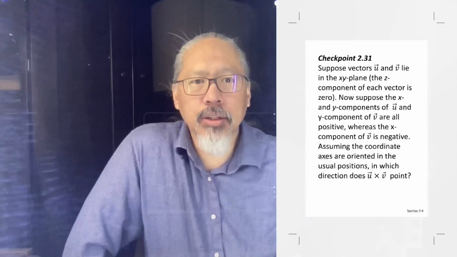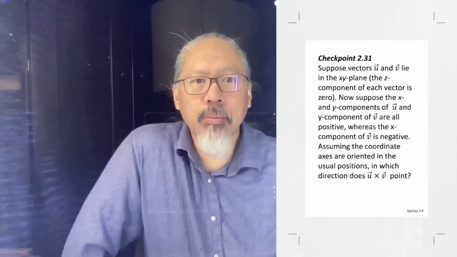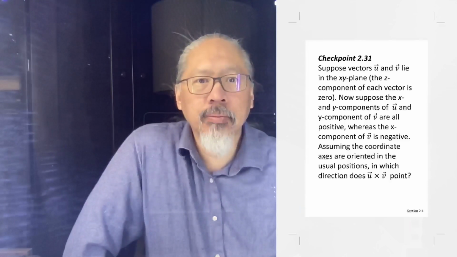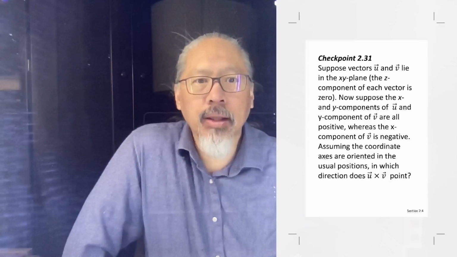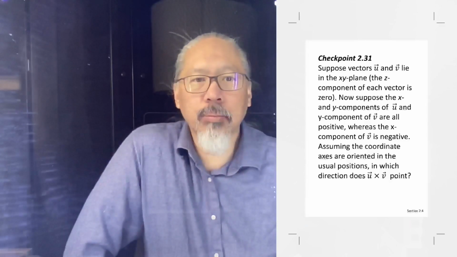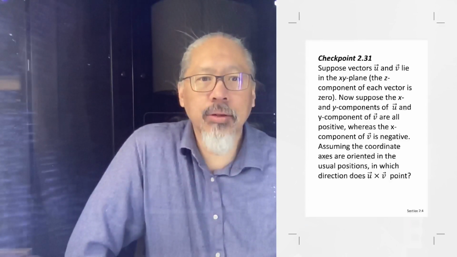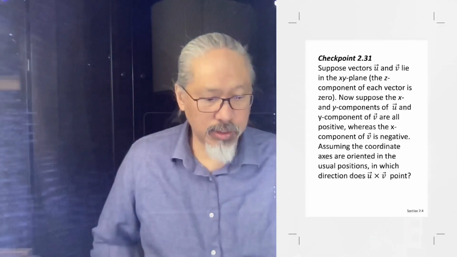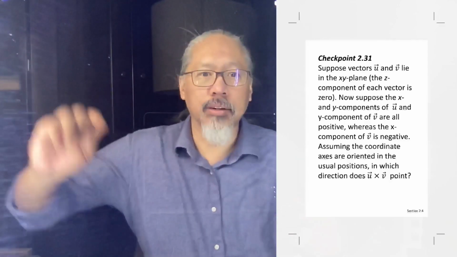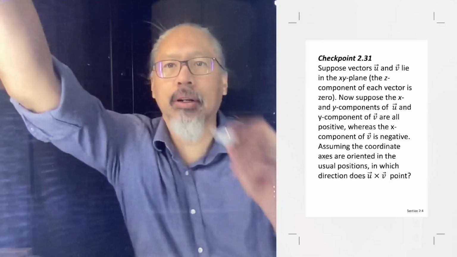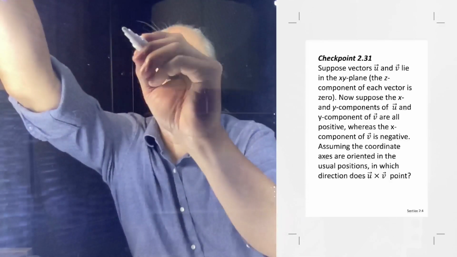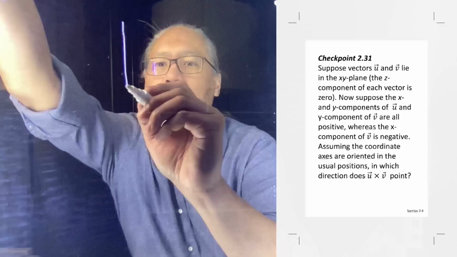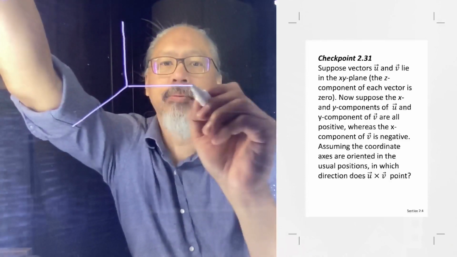And now we want to suppose that the x and y components of u and the y component of v are all positive, and then the x component of v is negative. So assume that the coordinate sets are in our usual orientation. They want us to figure out which direction the cross product is going to go.